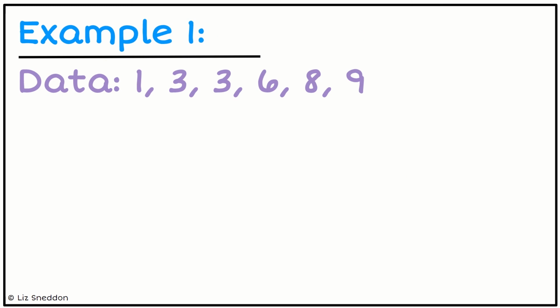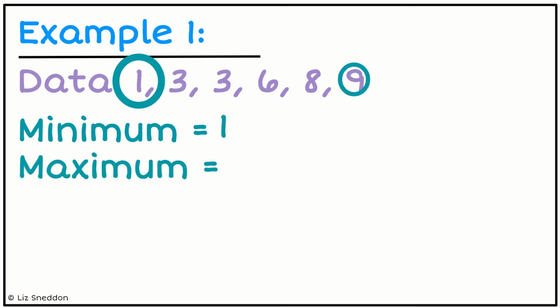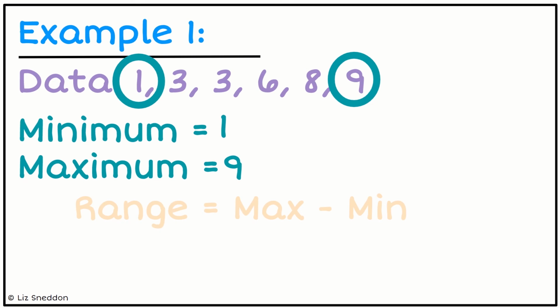The first thing I'm going to do is calculate my range. So I need to find out what is my minimum. So my minimum is my smallest, which is 1. Then I need to find my maximum, the biggest number, which is 9. To then find the range, I need to subtract the maximum minus the minimum. So 9 take away 1 is 8. So this data set has a range of 8.